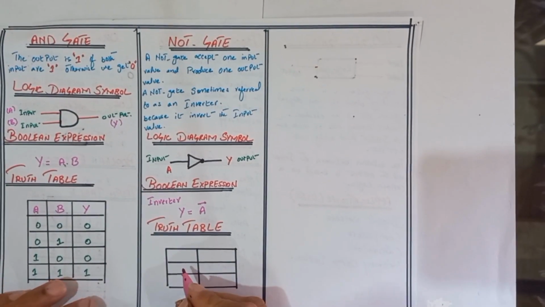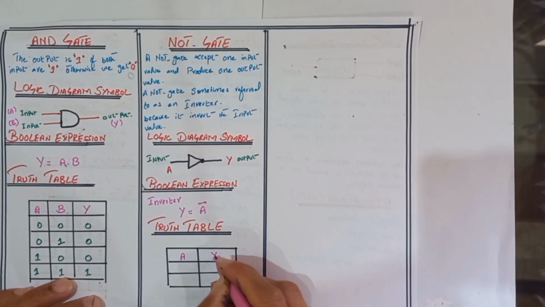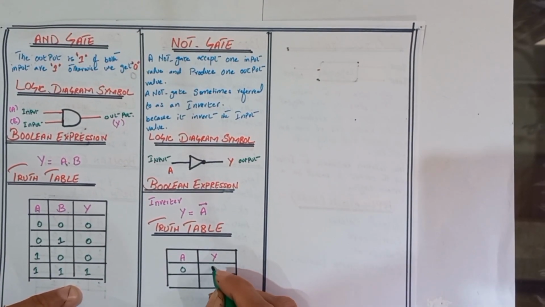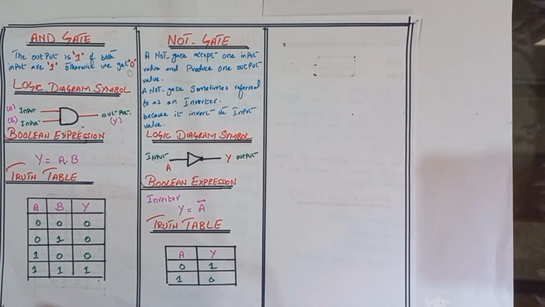Now we discuss the truth table of the NOT gate. Here we give the input and here we get the output. If the input is 0, we get 1. If the input is 1, we get 0.